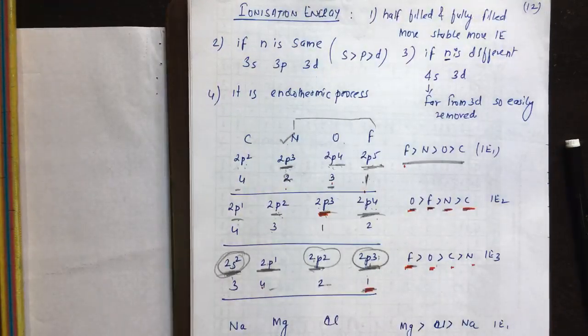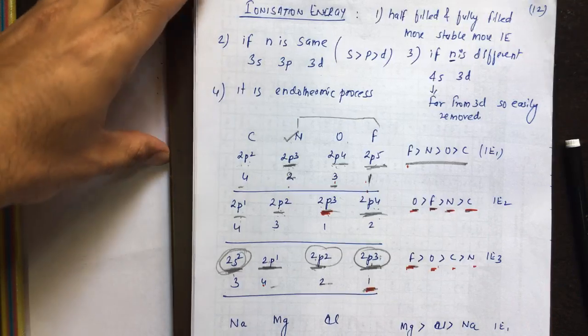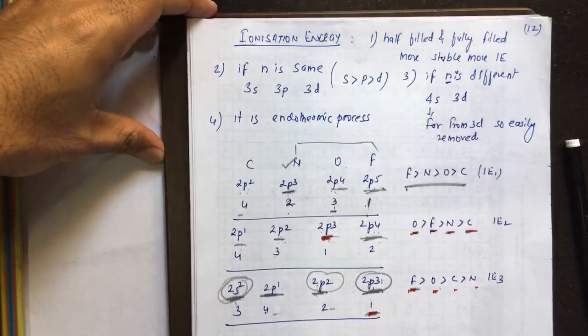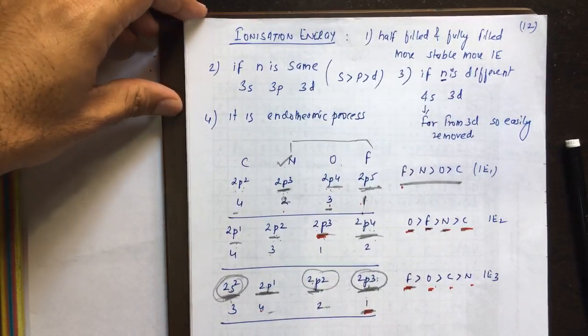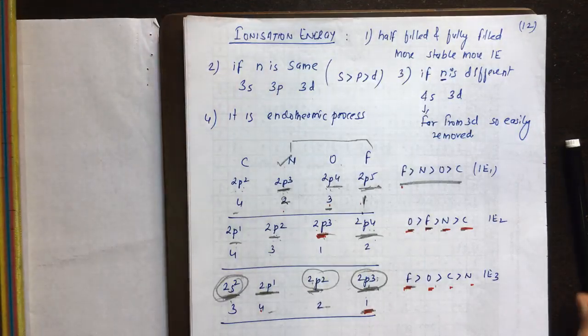Next we come to ionization energy. What is ionization energy? You are already aware of ionization energy. It is the energy required to remove the electron. When I say it is the energy required to remove the electron, obviously it is an endothermic process. Half-filled and fully filled orbitals are more stable.